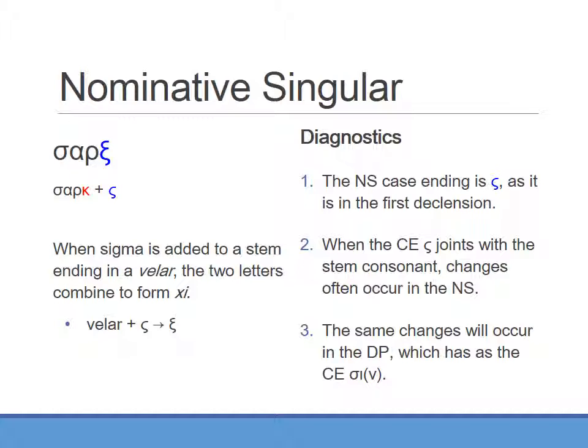One more comment. Just like the nominative singular case ending, which is sigma, the dative plural case ending begins with a sigma. The case ending is si. Because it begins with a sigma, whatever changes happen in the nominative singular also happen in the dative plural. We'll see that a little bit later, but commit it to your mind for the time being.